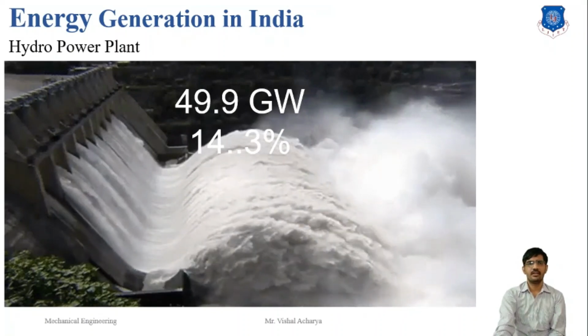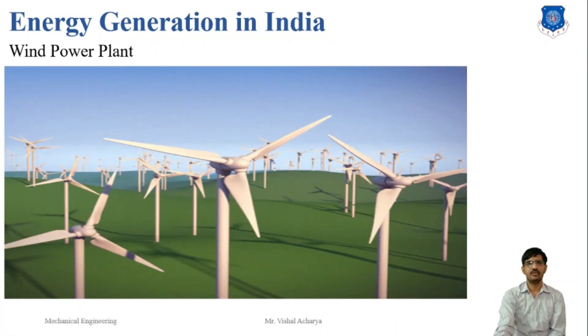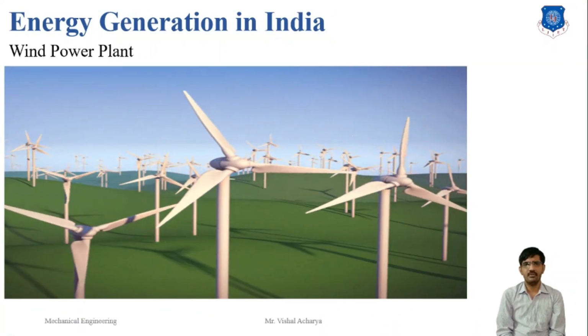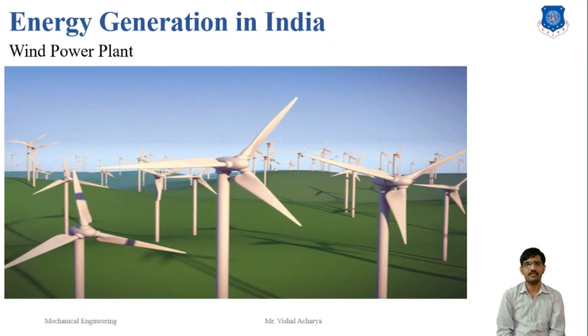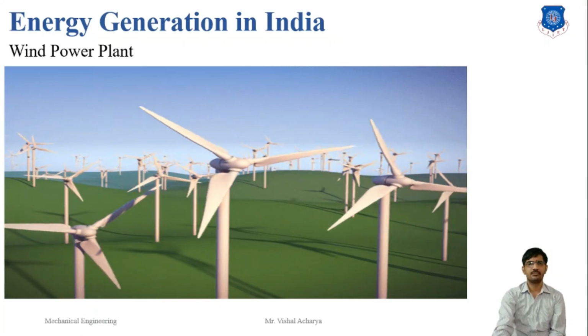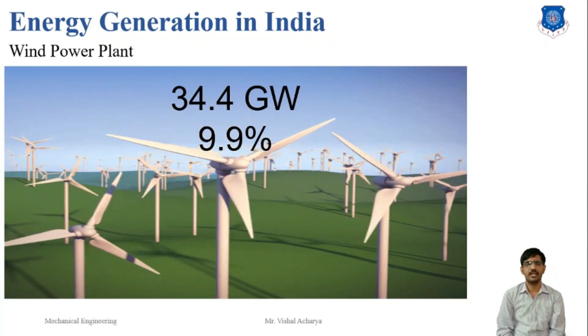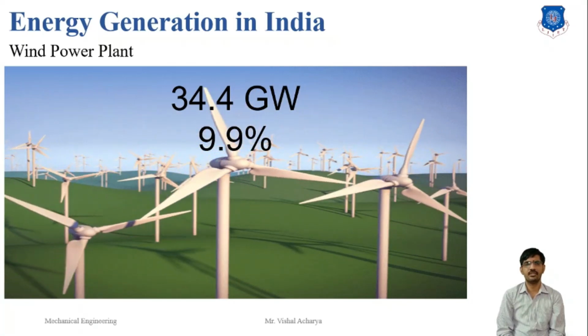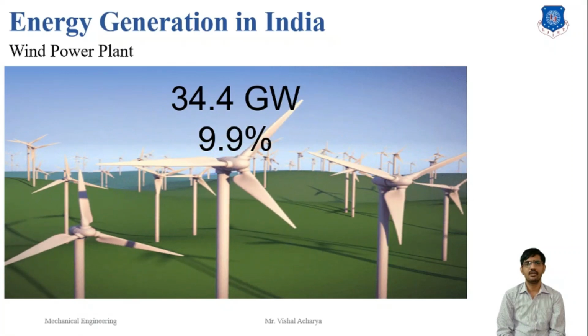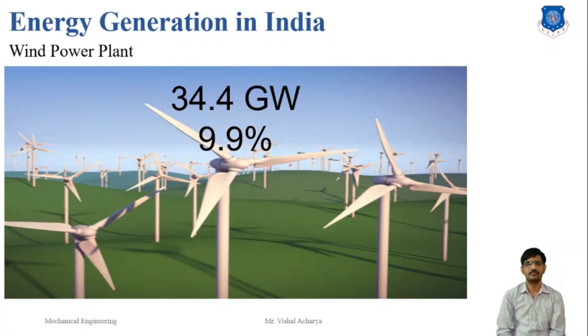Our next criteria is the wind power plant. The naturally available wind is the source of the wind power plant. The wind power plant produces a total electricity of 34.4 gigawatts, which is 9.9% of total electricity generation.